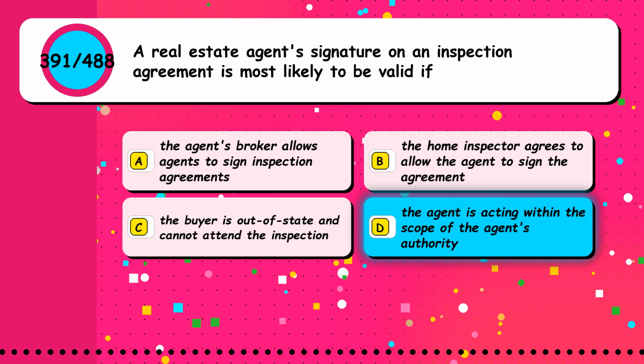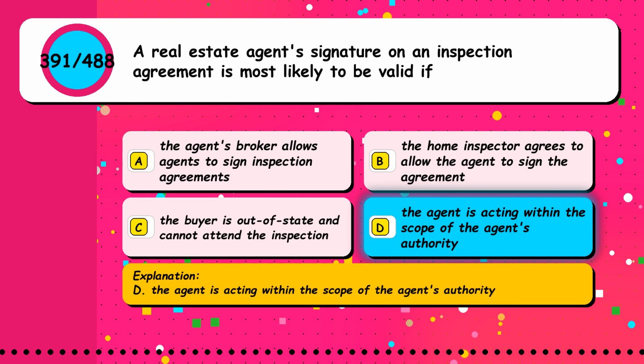The correct answer is option D. The agent is acting within the scope of the agent's authority. D. The agent is acting within the scope of the agent's authority.